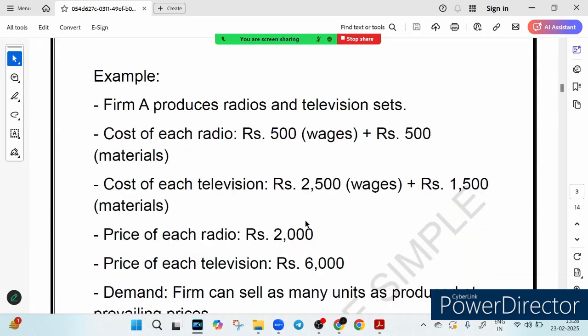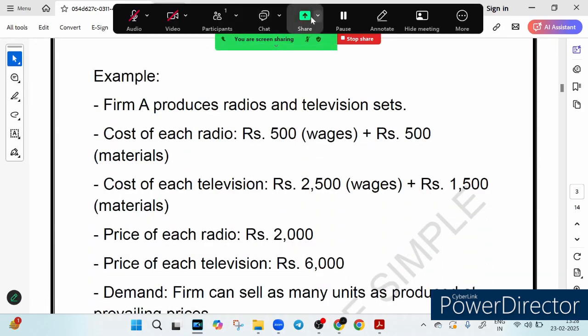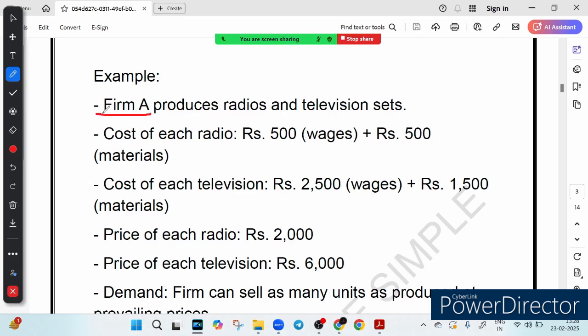Let me give you an example. Imagine firm A makes radios and TVs, but they have limited resources. The condition is that they have limited resources. Just like any real business, they have limited resources.